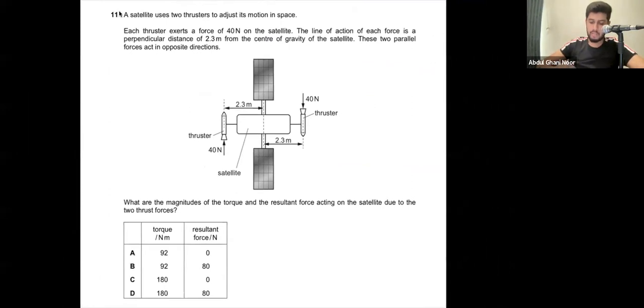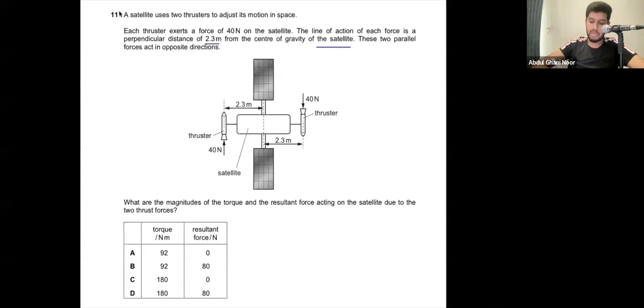Question number 11 says, a satellite uses two thrusters to adjust its motion in space. Each thruster exerts a force of 40 newtons on the satellite. The line of action of each force is a perpendicular distance of 2.3 meters from the center of gravity of the satellite. These two parallel forces act in opposite direction. What are the magnitudes of the torque and the resultant force acting on the satellite due to the two thrust forces? पहले हम resultant force की बात करते हैं.